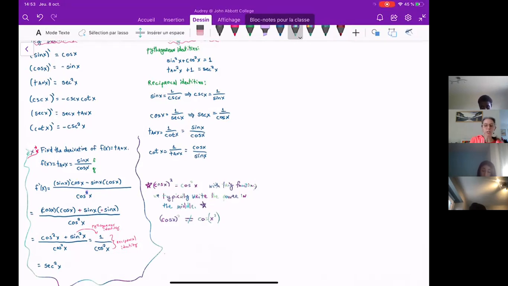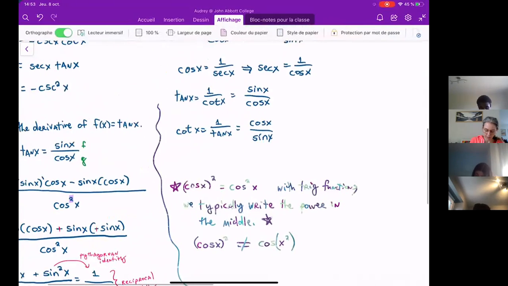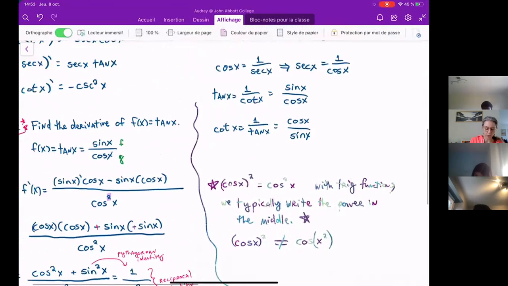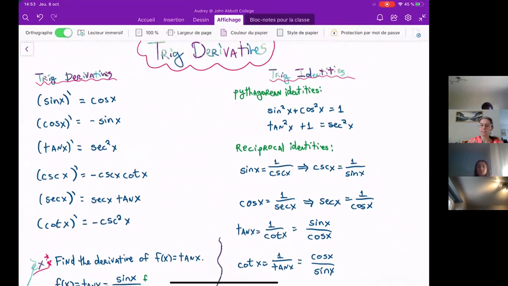Are there any questions about how I found the derivative of tangent by using the quotient rule? Okay, so you guys are going to have to memorize these things. I'm going to give you some tips for memorizing them. Whatever way you find to memorize is good, but the answer is yes, you have to memorize all of these. So it's good to have some kind of trick for helping you memorize them.